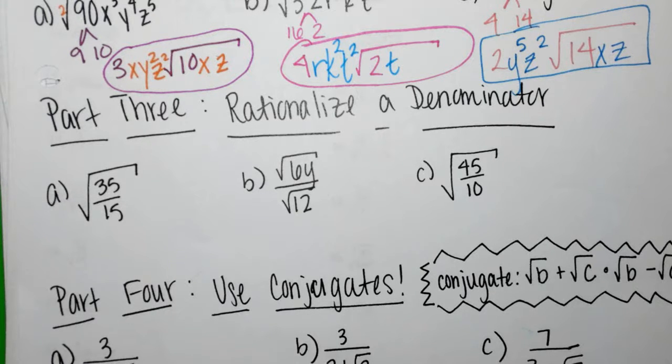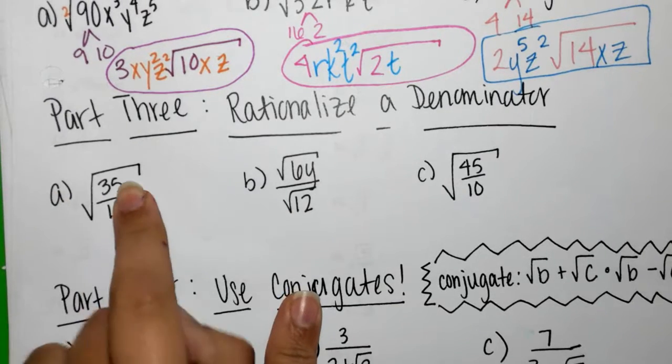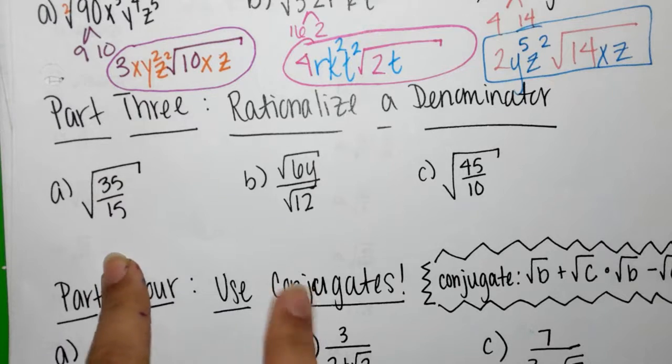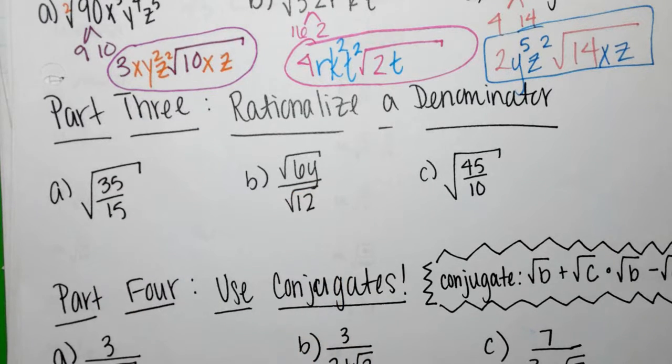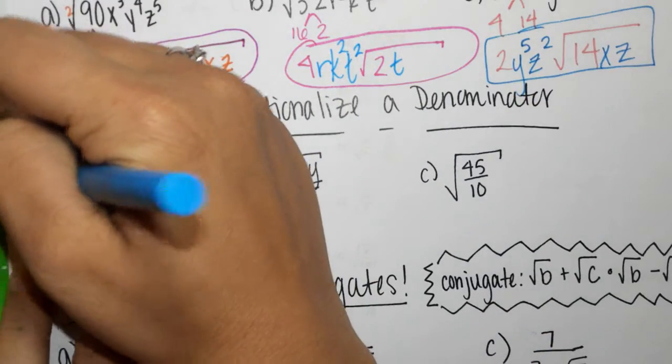Okay. Now, part 3 is a new part. It's called rationalizing a denominator. Rationalizing means that you get the radical out of the denominator. That's what it means, because you cannot have a radical in the denominator. Now, we're going to do this 2 ways. This way, we're going to reduce our fraction first. This way, we're going to rationalize first. So we're going to write reduce.